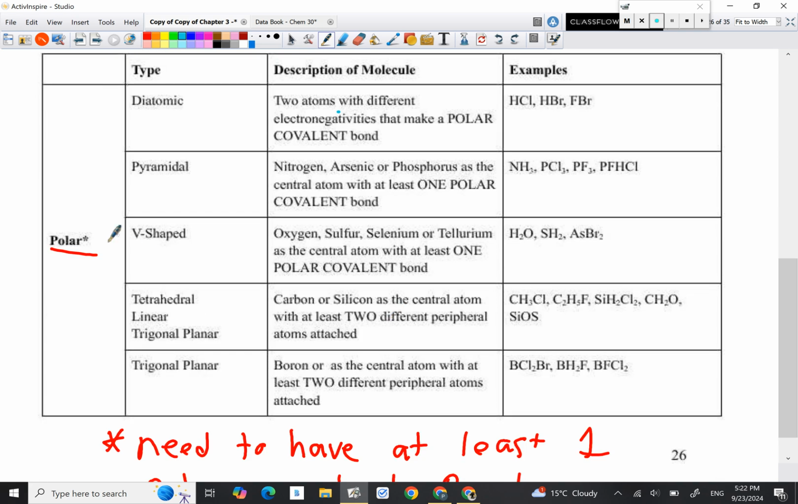Now, when we look at the shapes for carbon, we need to have at least that one polar covalent bond, but two different peripheral atoms attached. Same thing with boron: two different peripheral atoms. So look at all these examples right here. Carbon is a central atom, with hydrogen and chlorine as two different peripheral atoms: polar. Carbon is a central atom, even though there are two central atoms, that's fine, and hydrogen and fluorine are peripheral atoms. It's going to be nonpolar. It's going to be polar. So these are the rules for the polar molecules.